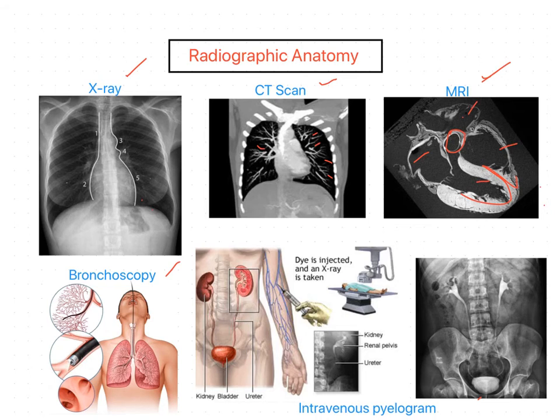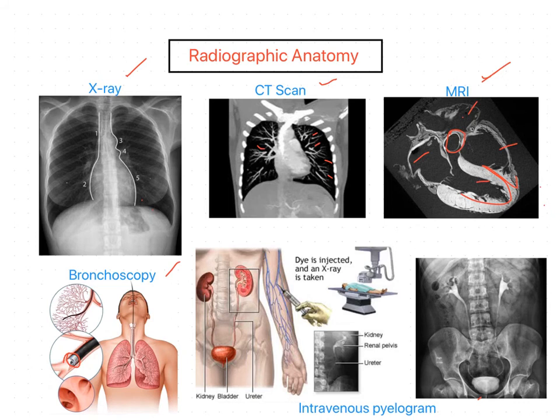Okay, and next one is the bronchoscopy. In this bronchoscopy, a tube is sent through the nose or mouth, and it is sent to the trachea, and this bronchoscope at the edge has a camera. Through this, the doctor can visualize the structures present inside the trachea and the lungs. Okay, this one is bronchoscopy. This is one kind of technique.